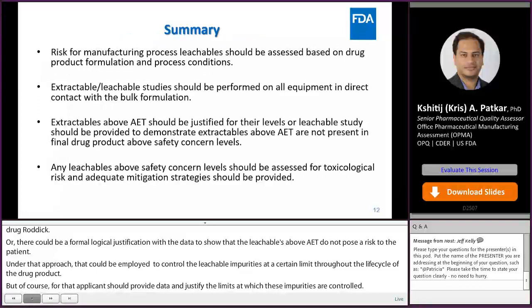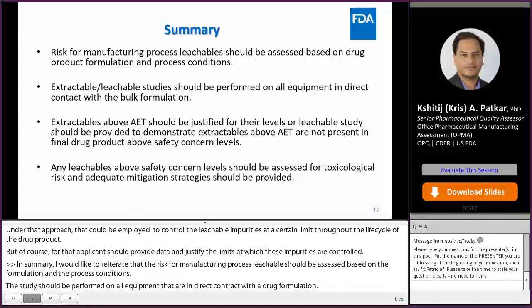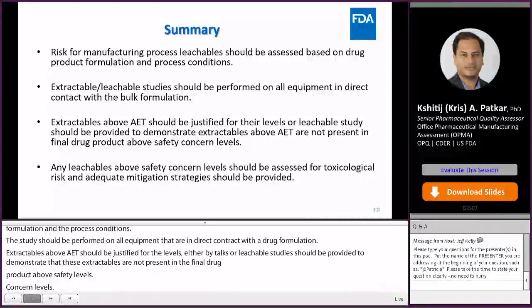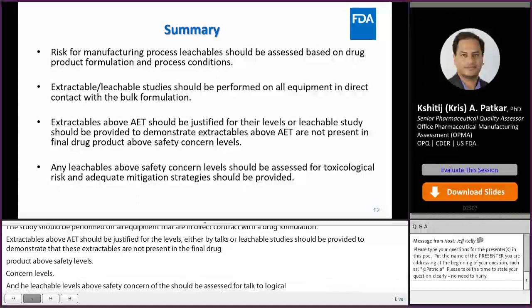In summary, I would like to reiterate that the risk for manufacturing process leachables should be assessed based on the formulation and the process conditions. These studies should be performed on all equipment that are in direct contact with the bulk formulation. Extractables above AET should be justified for their levels, either by tox or a leachable study should be provided to demonstrate that these extractables are not present in the final drug product above safety concern levels. Any leachables above safety concern levels should be assessed for their toxicological risk and adequate mitigation strategies.